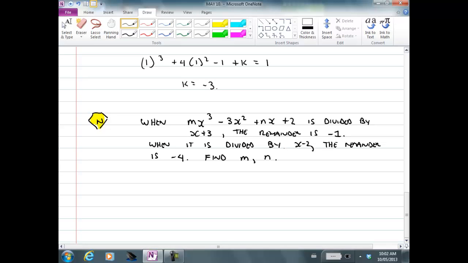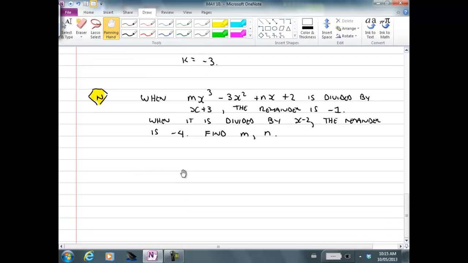I'll give you a good 7 minutes. I'm going to show you how to do this, and I'm going to show you the setup. If you look at this, really, there's 2 equations. I'm going to look at the first one. Focus on x plus 3. I'm going to let x be negative 3.